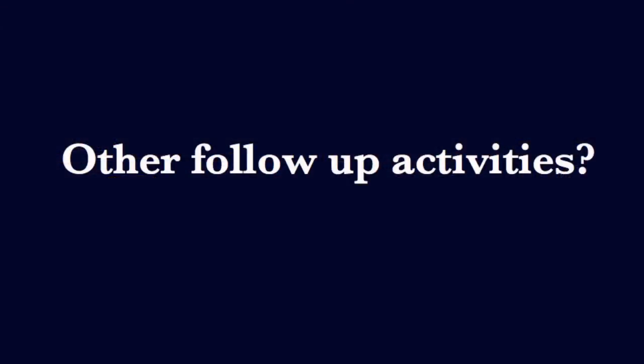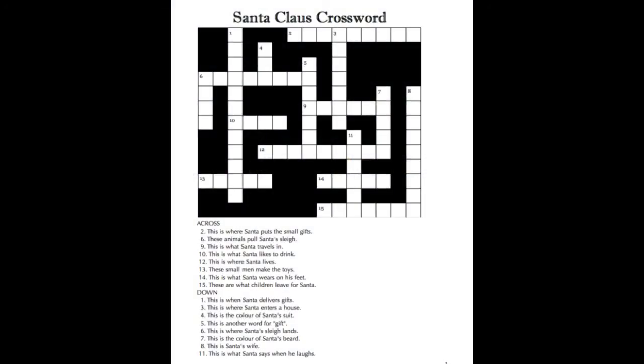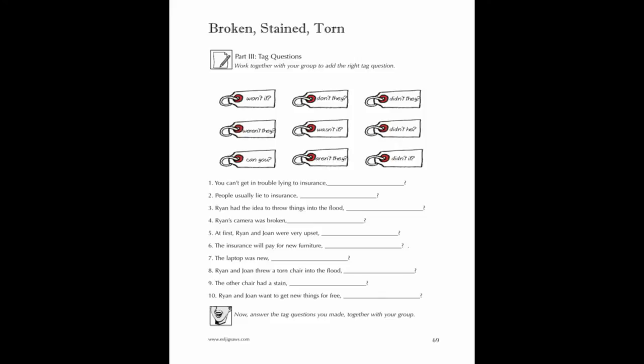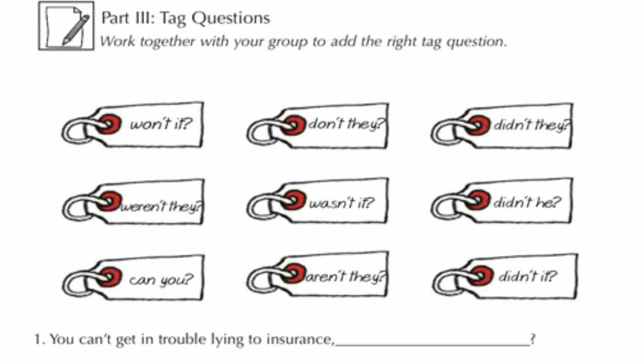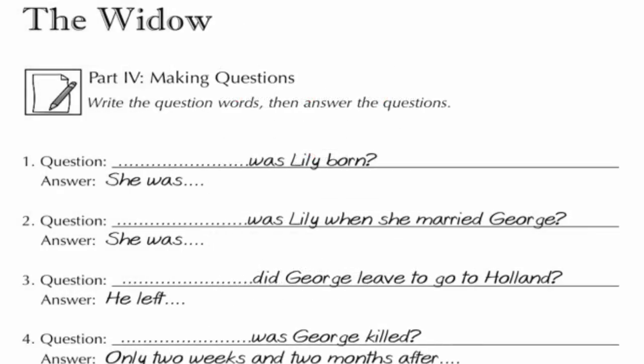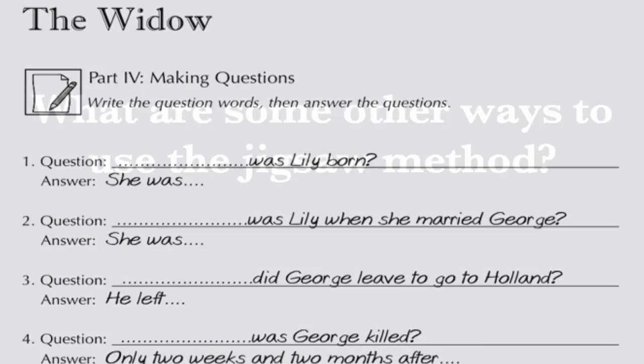Let's talk about some other follow-up activities you could use instead of written questions and cloze exercises to check comprehension and promote cooperative learning. A crossword can elicit the same answers as written questions, but in a new format, keeping things fresh. Another option is a Jeopardy-style game using play money. This exercise from Callan's Contemporary Jigsaws creates the content questions to be answered later through a grammatical exercise on tag questions. This exercise, also from Callan's Contemporary Jigsaws, requires students to form the questions which they later answer together.